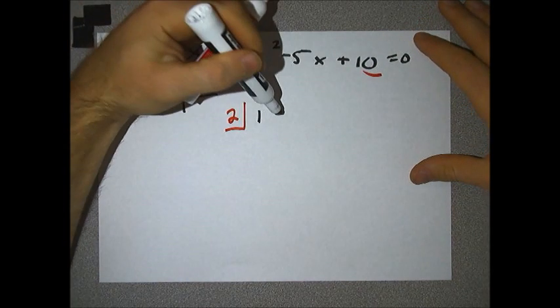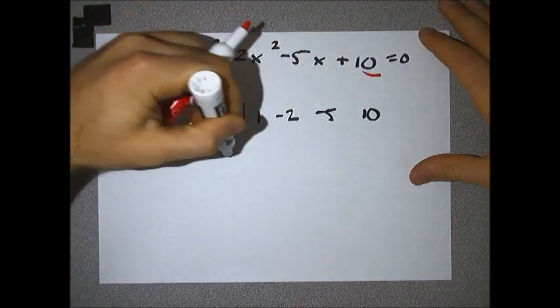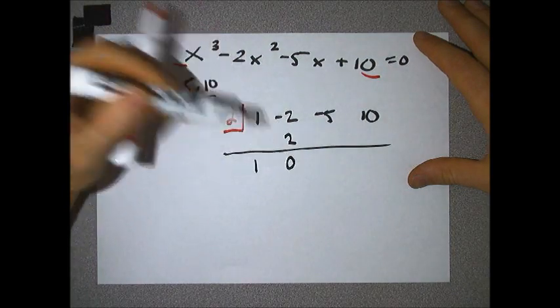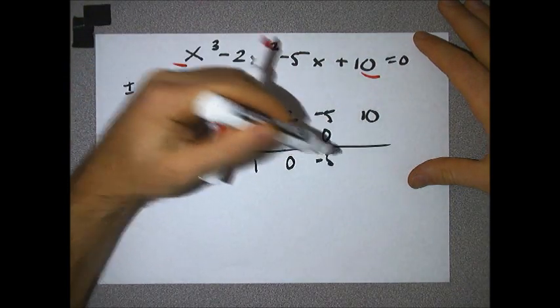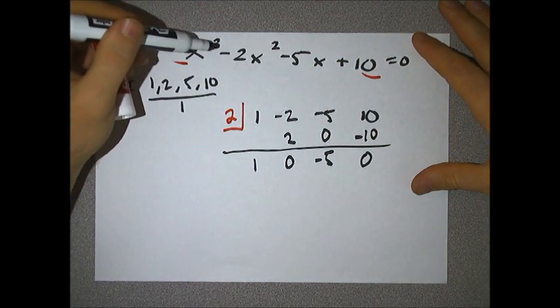Synthetic division, so 1, negative 2, negative 5, 10. Bring down the 1, multiply, add, multiply, add, multiply, add. Final answer, drop the degree by 1.